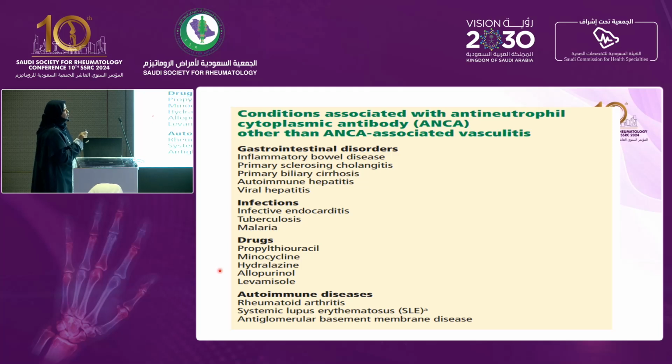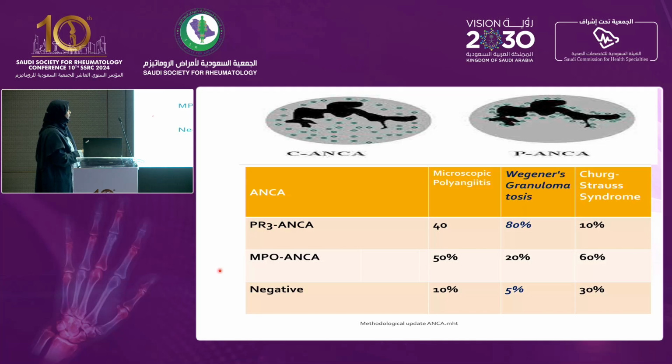Okay, this slide: ANCA can also be associated with diseases apart from ANCA-associated vasculitis, the famous three of ANCA-associated vasculitis, we know it. It can be found in gastrointestinal disorders, especially inflammatory bowel disease, ulcerative colitis more than Crohn's disease. You can find it positive in autoimmune hepatitis and viral hepatitis. Some infections, again, tuberculosis and infective endocarditis, the mimics of vasculitis, you can find ANCA positive, and in some drugs and some autoimmune diseases such as lupus and rheumatoid arthritis.